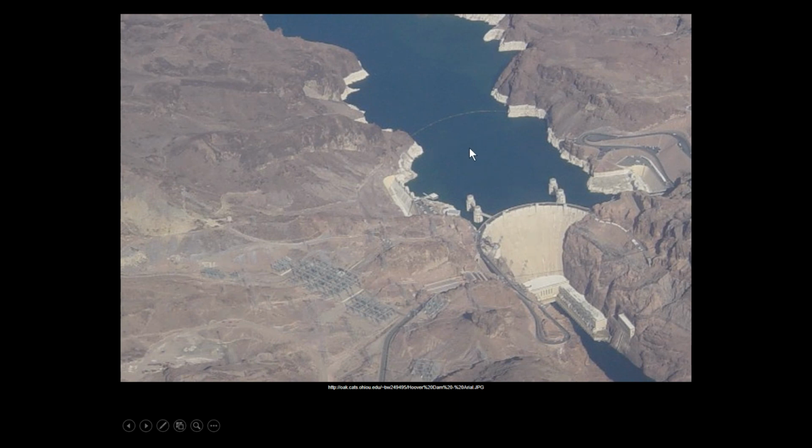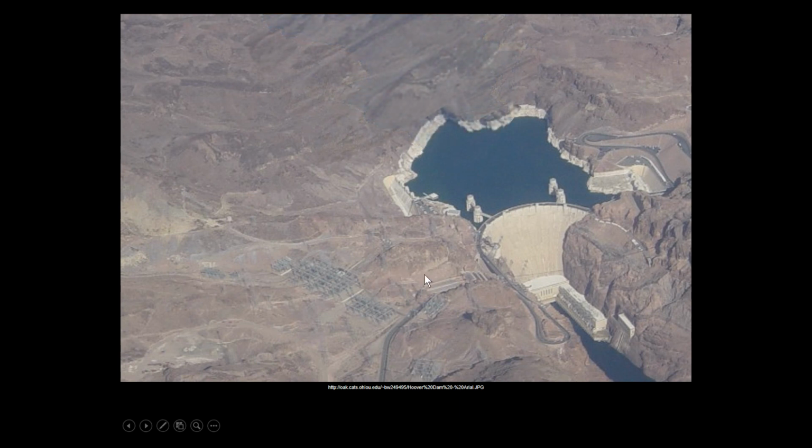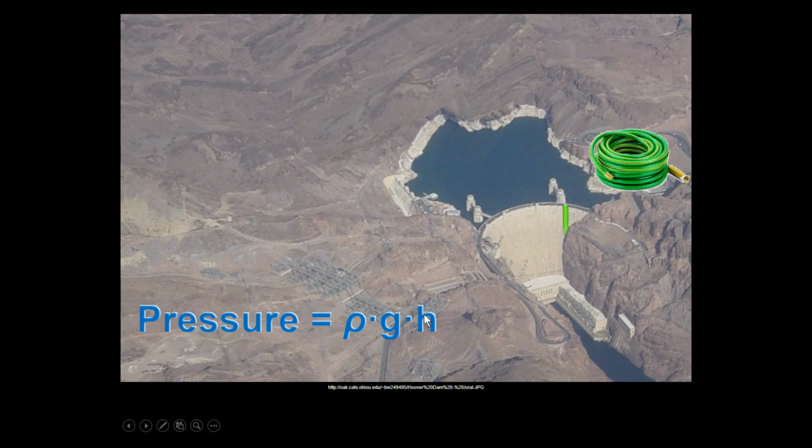If Lake Mead did not look like that, but rather looked like this, what do you think would happen to the pressure against the dam here? And I'm hoping you said nothing. The pressure would be no different because we've identified the variables that affect the pressure. All other variables don't matter. The only thing that affects the pressure against the dam is the density of that water, the acceleration of gravity, and how deep that water is.